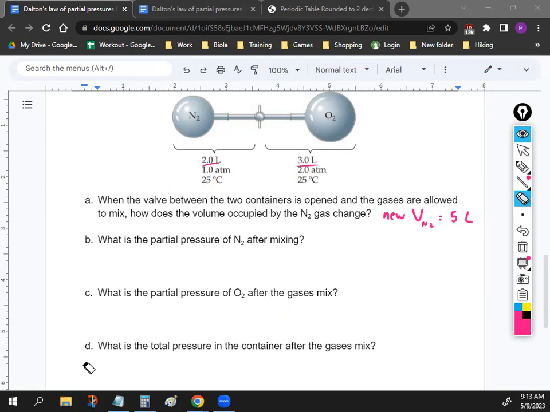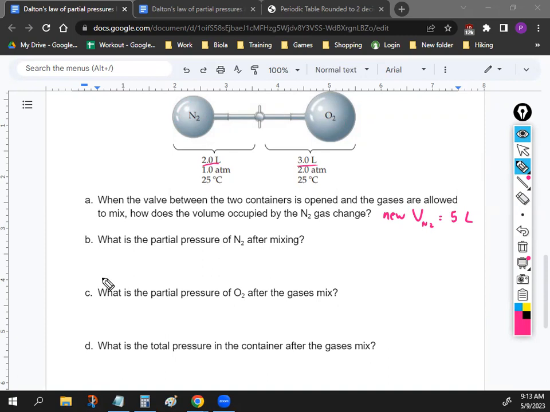All right, so far so good? Okay, let's move on to part B. So part B is asking us, what is the partial pressure, so the pressure of nitrogen after mixing. If we take a look at part B, what's the variable that we're looking for?